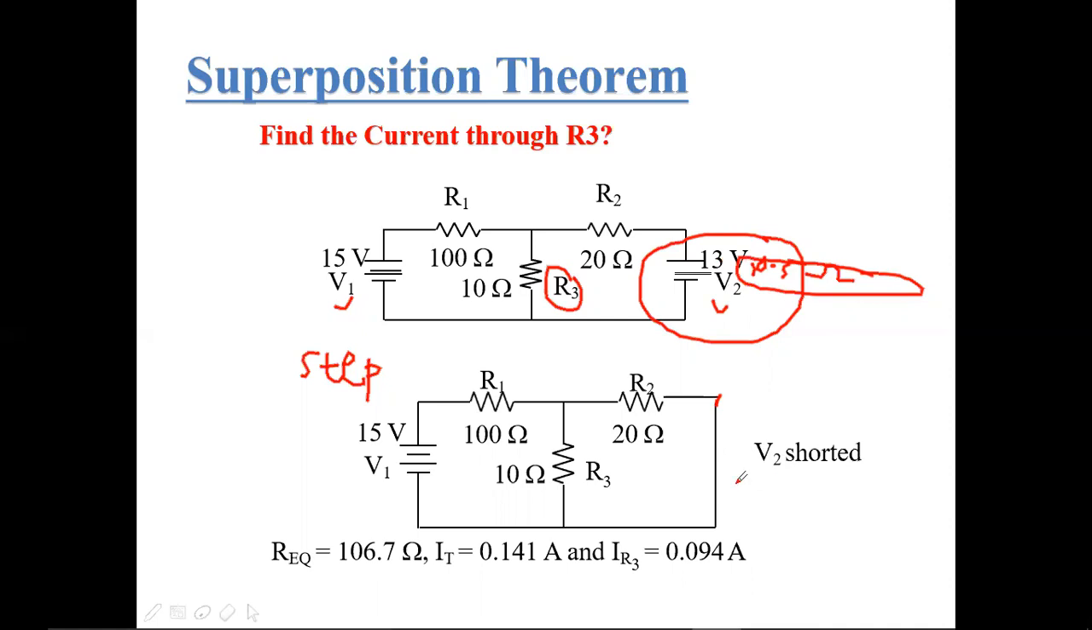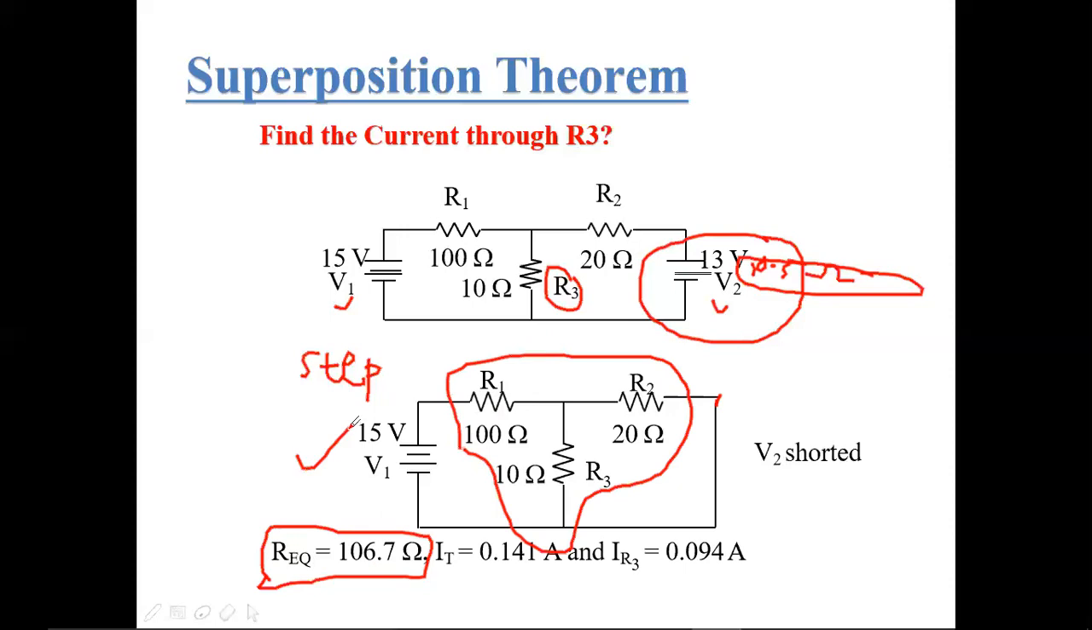As soon as this is short circuited, R2 and R3 are in parallel, which is in series with R1. Then you will get R equivalent. 10 into 20 by 10 plus 20, that is 30, gives 6.7, which is in series with this 100. Means 100 plus 6.7 is 106.7. That is the total R equivalent of the circuit when this is active.